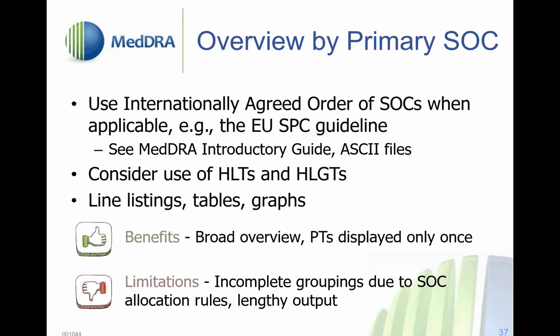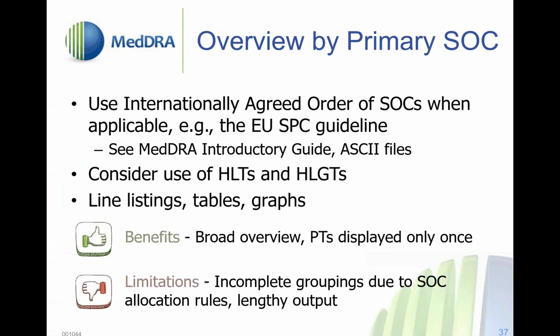So going back to our slides, we also gave an idea of the benefit of using the MedDRA grouping terms like the HLTs and the HLGTs when you're doing your primary overview of your data. And you can review your data either by line listings or tables or graphs. Now, the benefit of using just the primary SOC is that the PTs will be displayed only one time. So you won't see an overrepresentation or an overcounting of events. But remember, you might miss groupings of areas that are of interest to you if you don't include your secondary system organ class.